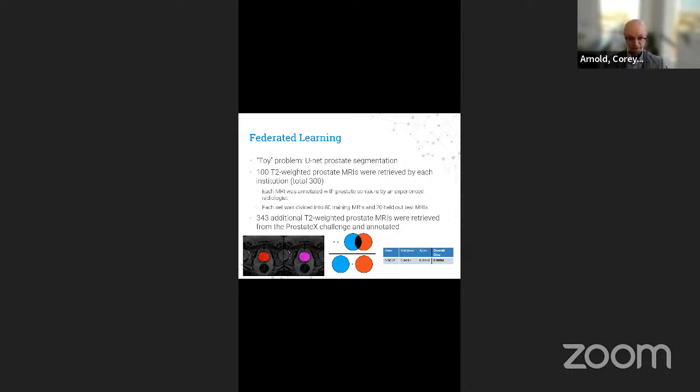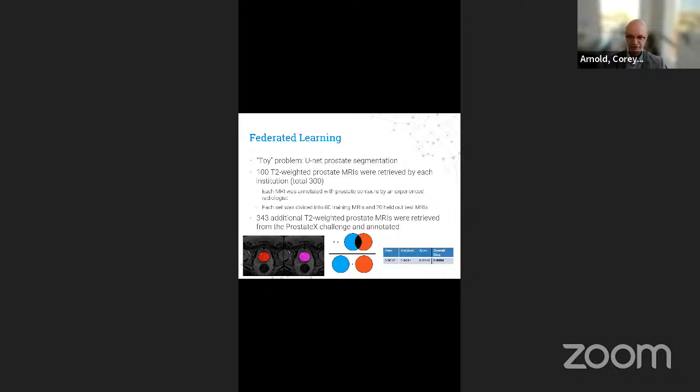So this was UNET prostate segmentation. We took 100 T2 weighted prostate MRIs from 3 institutions, and each MRI was annotated with prostate contours by an experienced radiologist. And then the sets were divided into 80 training and 20 held out tests. And then we took 343 additional T2 weighted prostate MRIs from the Prostate X Challenge, which is an external data set. And here the DICE metric was our performance statistic. And that's just a measure of overlap between what you predicted and the ground truth.